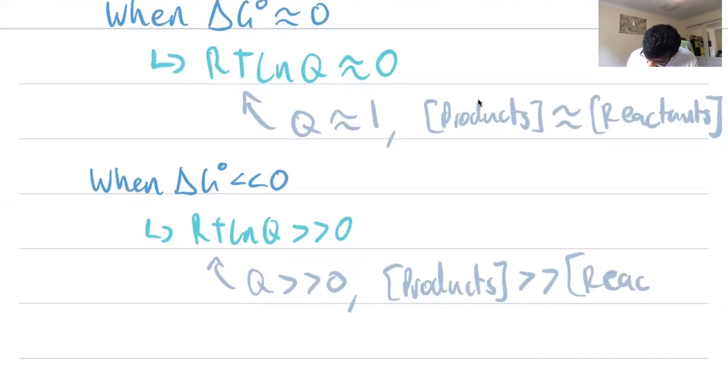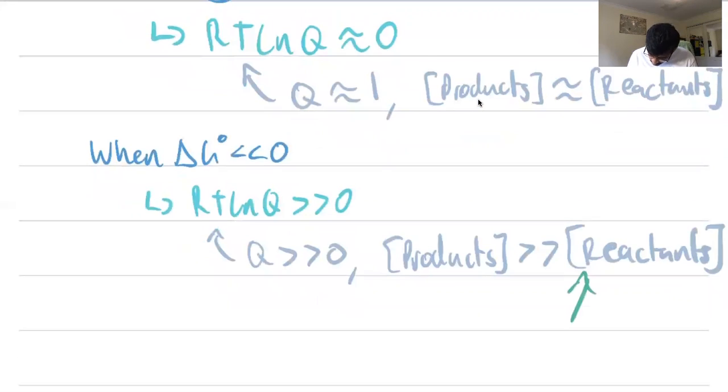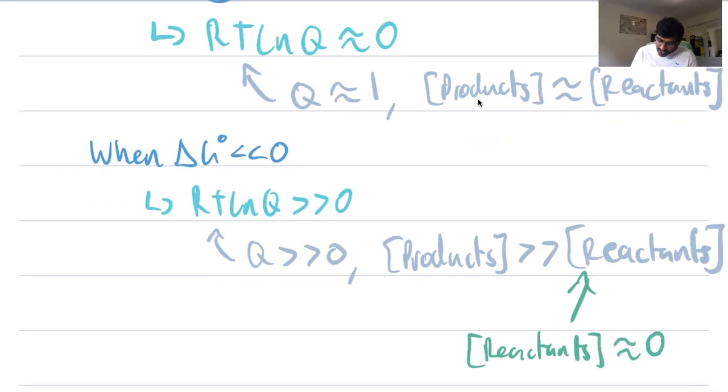Effectively, what we get is that the concentration of reactants must become 0, okay? And the concentration of products ends up being some large positive number. And that's what actually happens in a complete or irreversible reaction, okay? Because in a complete or irreversible reaction, my reactants go to 0.